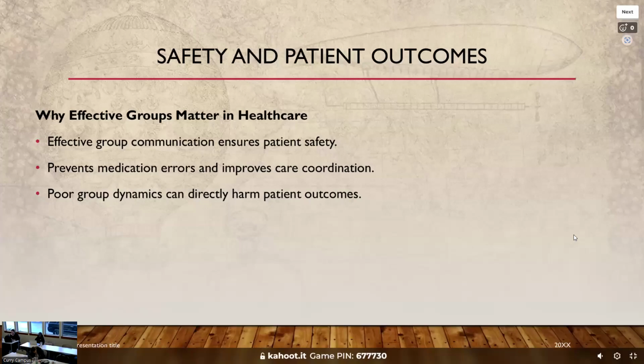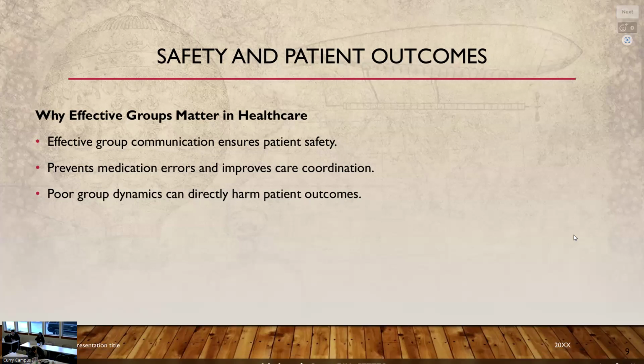Safety and patient outcomes. Why do effective groups matter in healthcare? There are a few reasons. It ensures patient safety. That's the biggest thing. Patient safety is number one. Preventing medication errors and improving care coordination. Poor group dynamics can harm patient outcomes.